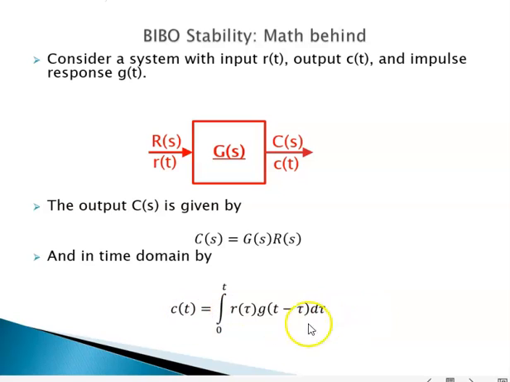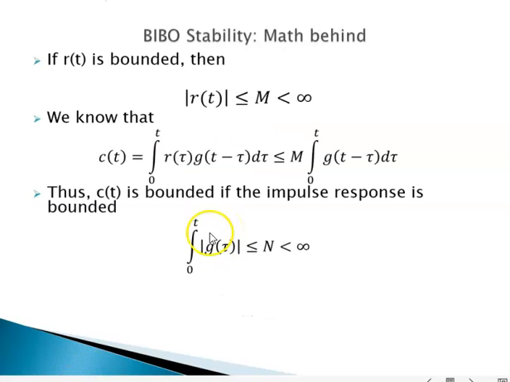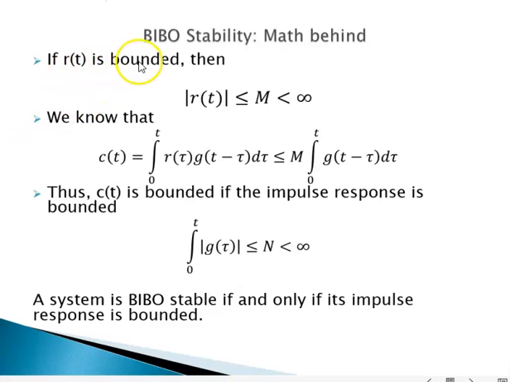C(t) can be given like this, where this g is the impulse response. We want bounded input, bounded output stability. So we say that if r(t) is bounded, the magnitude of every value of r(t) is less than M, which is a finite quantity.